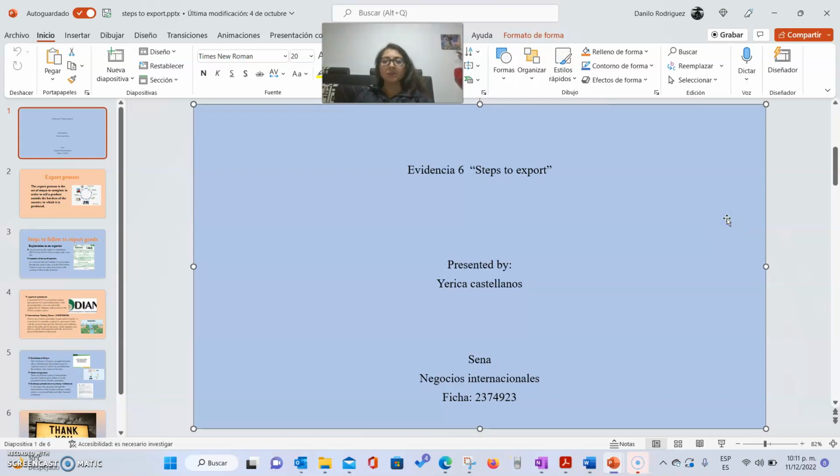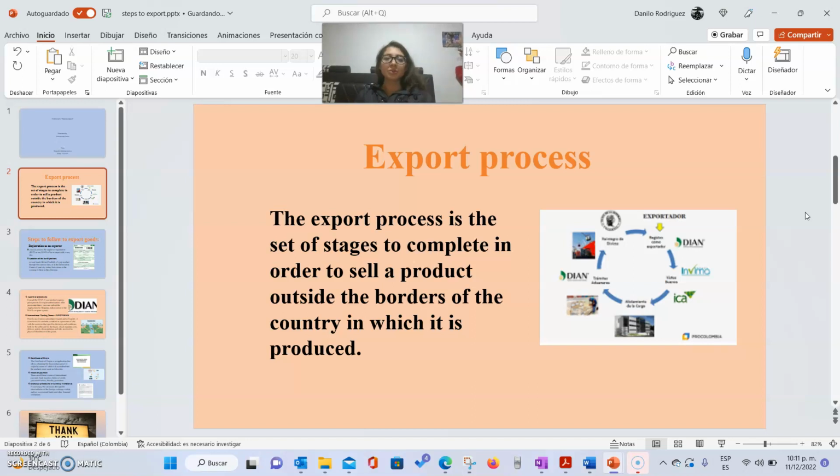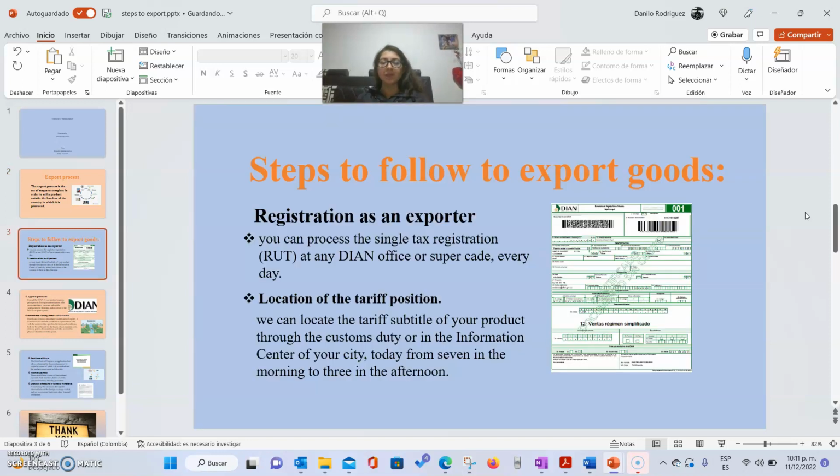This is evidence 6, step 2 export. Export process. The export process is the set of steps to complete in order to sell a product outside the borders of the country in which it is produced. Steps to follow to export goods.